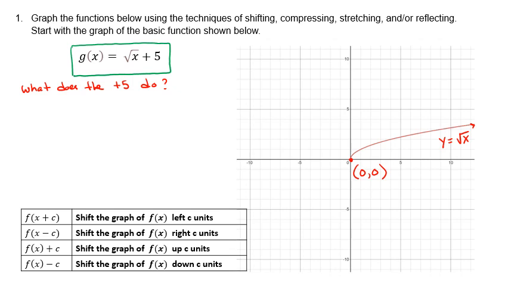Well, addition or subtraction can happen a couple of different ways. Each one could happen a couple of different ways. So before we graph this one, let me give you an example of each. Down here in this table, where you see f of x plus c and f of x minus c, I'm looking right here.